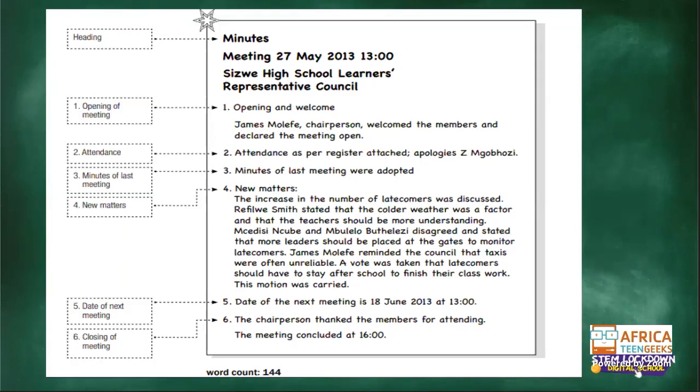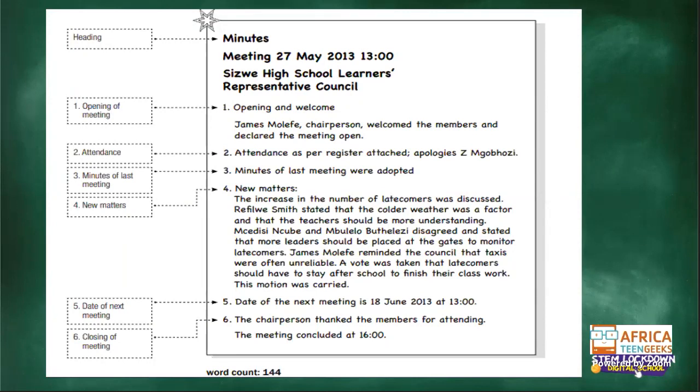So what is happening now? What are we discussing? Here we find out that we are discussing the increase in the number of latecomers. Refuge stated that the colder weather was a factor and that the teachers should be more understanding. Nedisi Ngube and Bulelo disagreed and stated that more learners should be placed at the gates to monitor latecomers. James Molefe reminded the council that the taxis were often unreliable. A vote was taken that latecomers should have to stay after school to finish their classwork. This motion was carried.